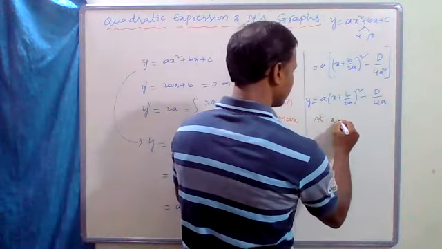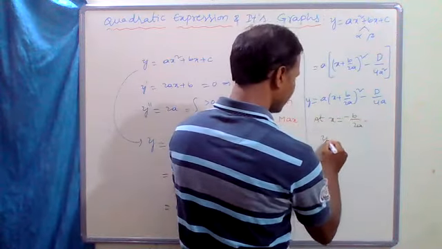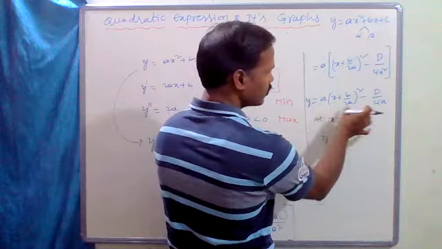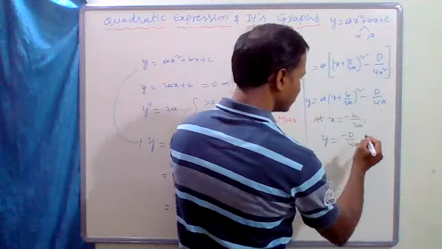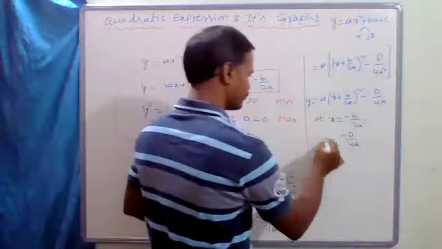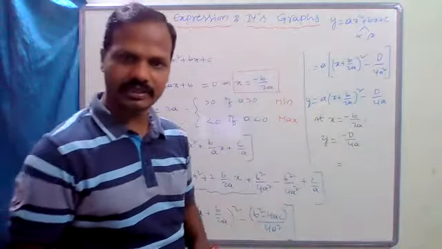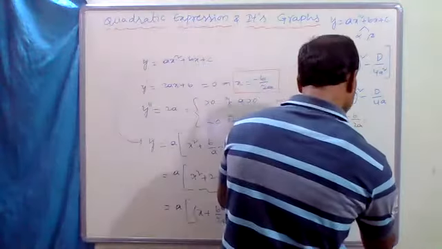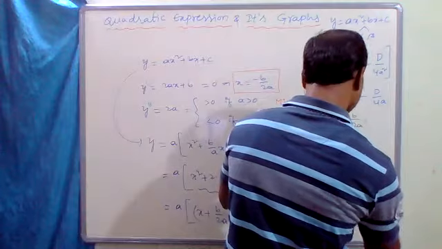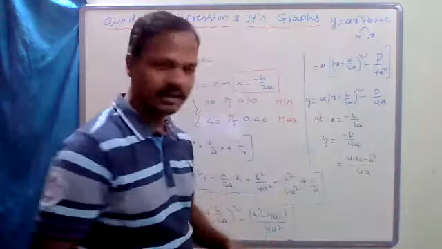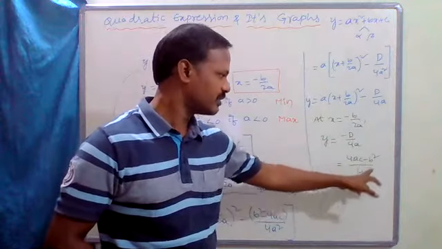Yet x equal to minus b by 2a, y equal to this part, right? So what you will get? Minus d by 4a. So this can be written as d equal to b square minus 4ac. So minus d is 4ac minus b square by 4a. Okay. So this is the value minus d by 4a or 4ac minus b square by 4a.